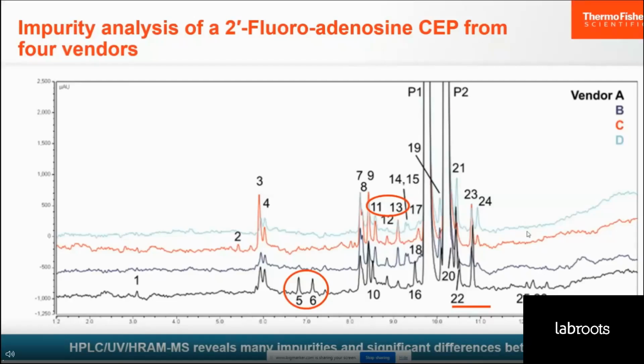So if we take a look at the difference at about 7 minutes with peaks 5 and 6 being seen in vendor A lot only and not present in the other ones. And then we'll also take a closer look at peaks 11 and 13, which are very low level impurities mixed in with some other impurities. So we'll try to take a look at that more closely. And then we see quite a bit of complexity around peaks 21 through 24. So we'll use the mass spec to take a look at those as well.